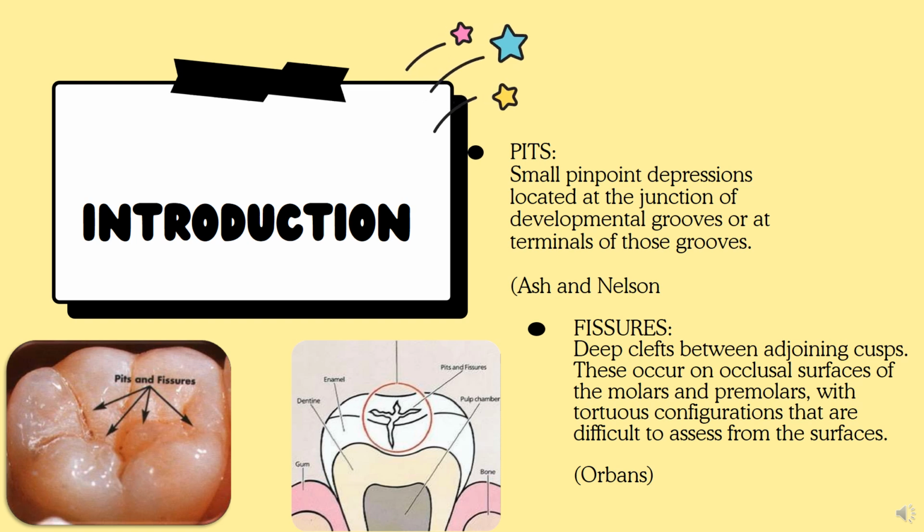Now next moving on to fissure. Fissures are nothing but deep clefts between adjoining cusps. This occurs on occlusal surface of the molars and premolars with configuration that are difficult to access from the surface. This is a definition given by Orban. So remember, pit definition was given by Ash and Nelson. Fissure's definition was given by Orban.